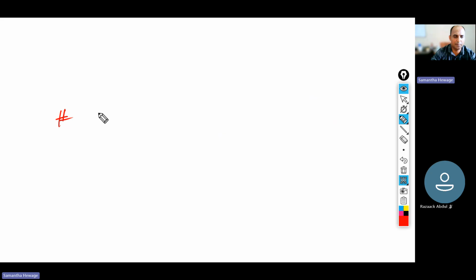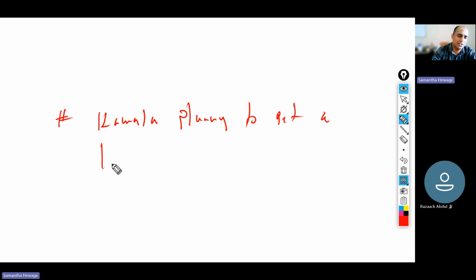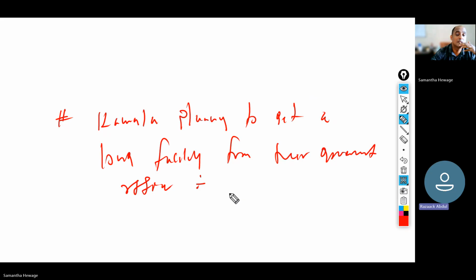Let's say another example. Let's say Kamala is planning to get a loan facility from their government office. What kind of a service, from where can she get the service? Is it also government to business, or is it government to citizen? It's government to business.